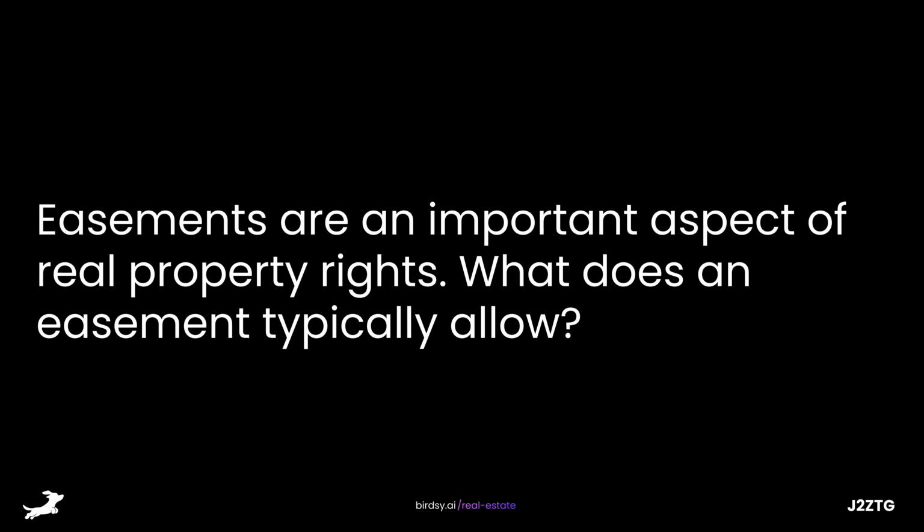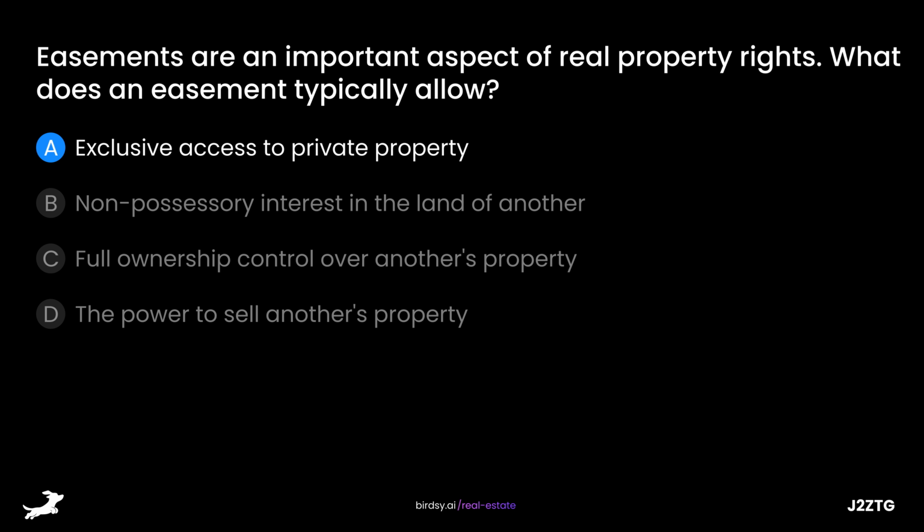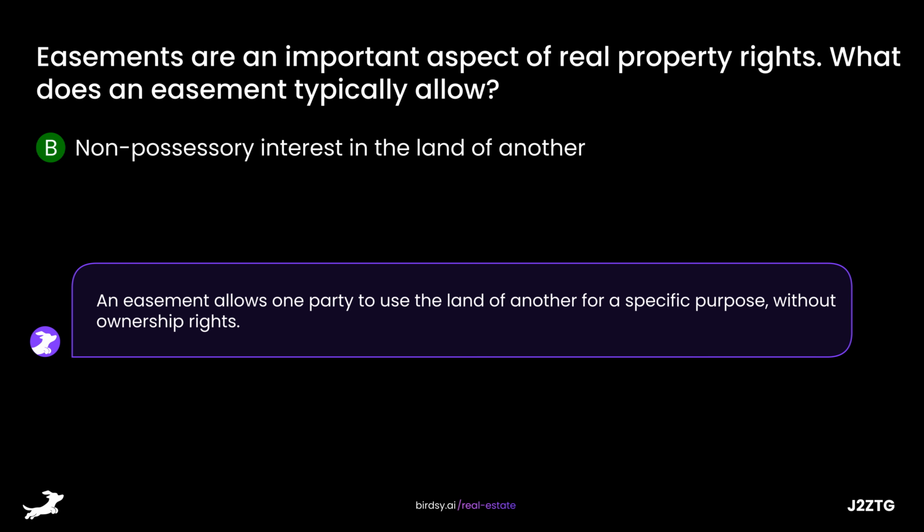What does an easement typically allow? Is it A, exclusive access to private property, B, non-possessory interest in the land of another, C, full ownership control over another's property, or D, the power to sell another's property? The answer is B, non-possessory interest in the land of another. An easement allows one party to use the land of another for a specific purpose without ownership rights.